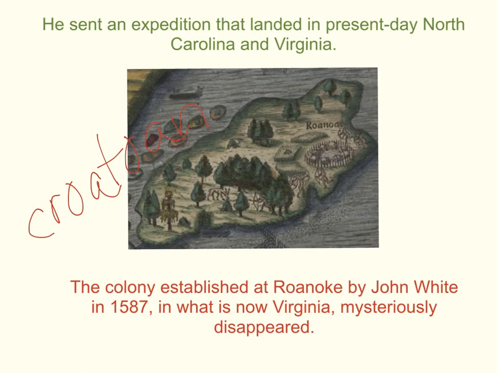There are lots of far-fetched stories about what happened to the colonists. One far-fetched one, which is really far-fetched, is that aliens came down and took them away. I'll leave that up to you.